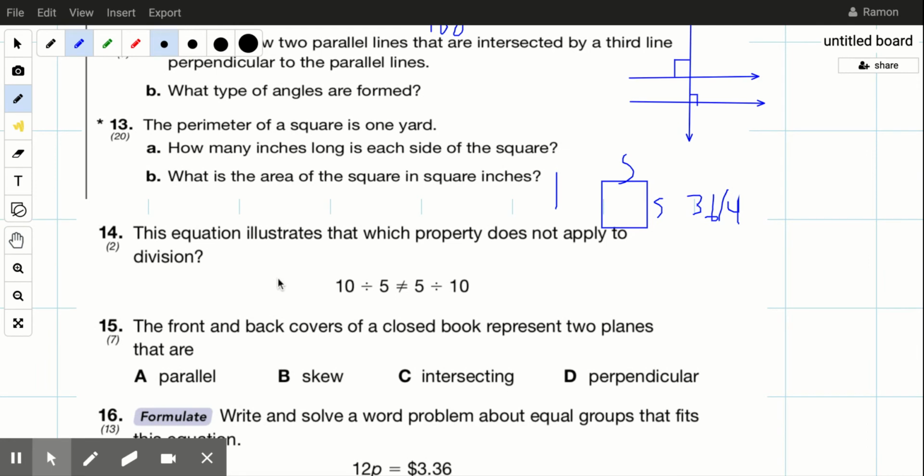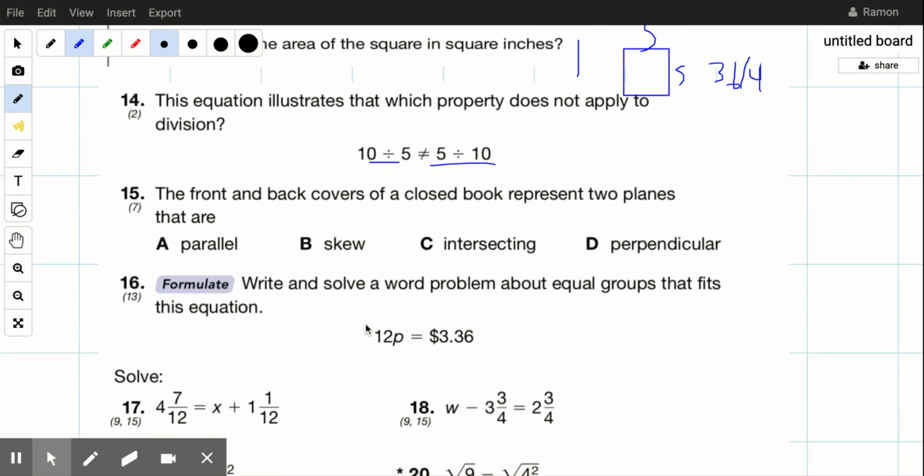Number 14, this equation illustrates which property does not apply to division. So we changed the order, but we don't have the same answer. The commutative property tells us that when we change the order, we don't change the answer. In this instance, though, changing the order does change the answer, so it doesn't apply for division, only for addition or multiplication.